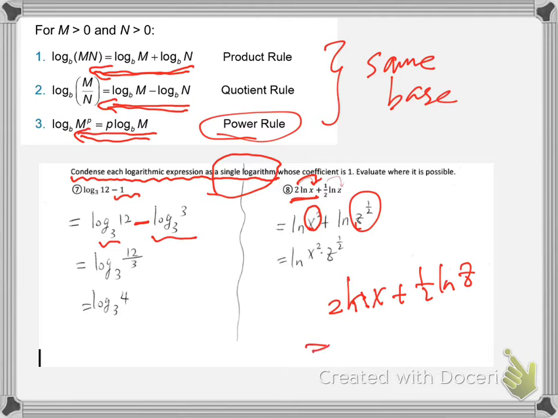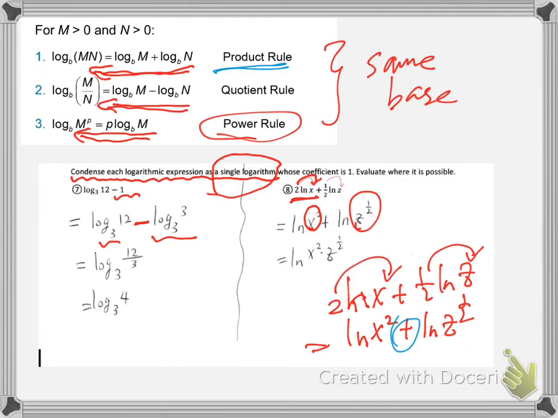First we move 2 and move 1/2 inside the log, so log x squared plus log z to the 1/2 power. And then this addition tells us we should use the first rule, the product rule. So addition means multiplication inside, so it's x squared times z to the half power. Okay, so we use these first three formulas to either expand or condense.